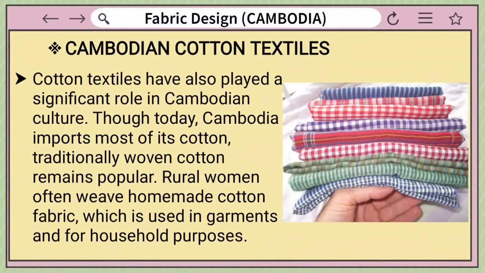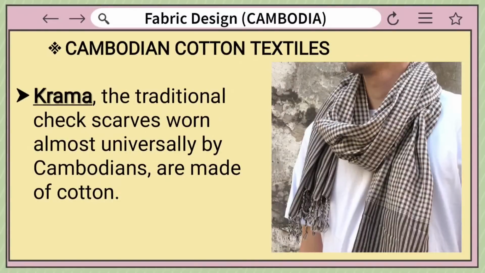Cambodian cotton textiles have also played a significant role in Cambodian culture. Though today, Cambodia imports most of its cotton, traditionally woven cotton remains popular. Rural women often weave homemade cotton fabric which is used in garments and for household purposes. We have an example here of a Cambodian cotton textile called krama. This is the traditional checked scarf worn almost universally by Cambodians and is made out of cotton.